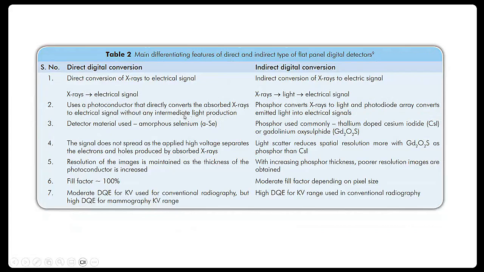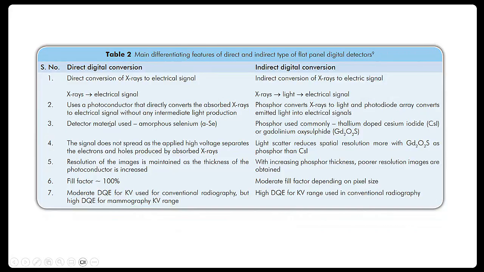So the light production process is not occurring in direct digital conversion. That step is eliminated. So, in direct digital conversion, we use a photoconductor that directly converts absorbed X-rays into electrical signal. And what happens in indirect digital conversion? We will have a phosphor that converts X-rays into light, and then we will have a photodiode array that converts the emitted light into electrical signal.